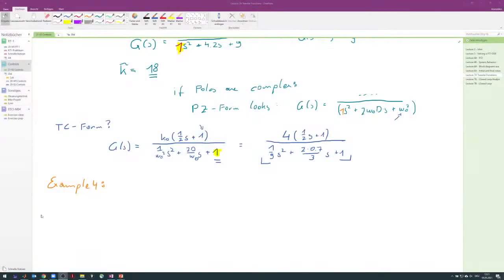Okay, one last example. And this time we have a transfer function G of s, which looks the following. We have 3 over s times (s plus 10). So what we basically have here, right? This is actually already in pole-zero form, right? Because the polynomial form would look like the following: 3 over s squared plus 10s, right? So this would be the polynomial form.